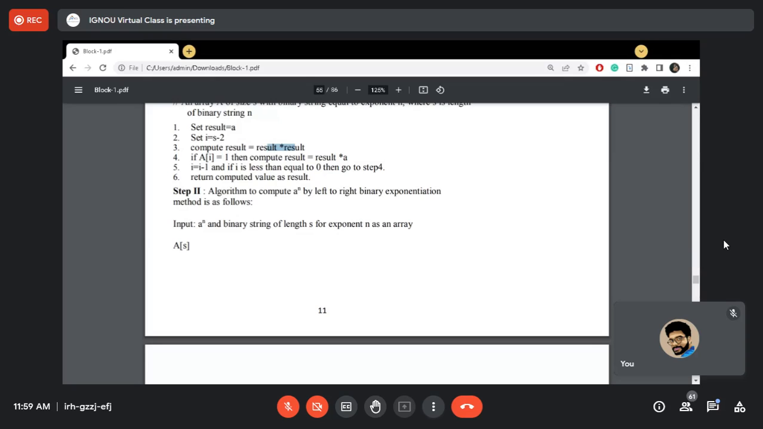After that, here is an array, and the array has an index. That index value is equal to I, which we already computed. So if any array value is equal to 1, compute result into A. See these third and fourth steps. You have to calculate result into result, but when you find any array value equal to 1, then you have to compute result into A, not result into result.